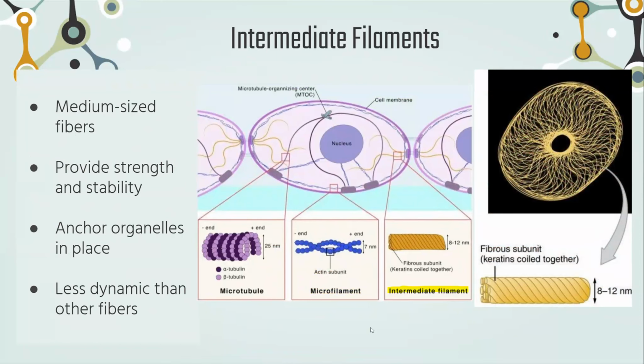Another type is the intermediate filament, shown in orange right here, and they're made up of a protein called keratin. This image also shows that these orange fibers are called intermediate filaments found in cells. They're medium-sized fibers. They provide strength and stability for the cell. They anchor organelles in place, such as the nucleus. They're also less dynamic than other fibers. They move about or change less than the other types of fibers in the cytoskeleton.